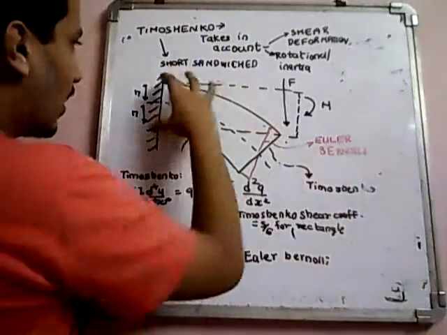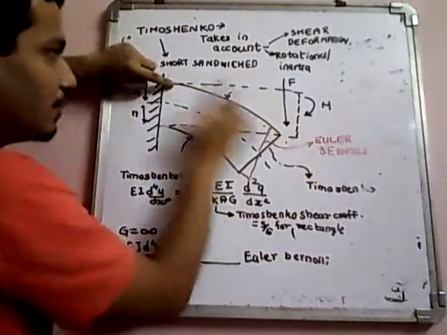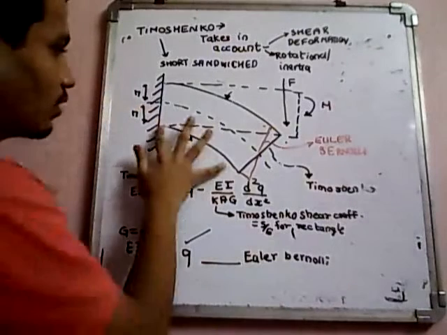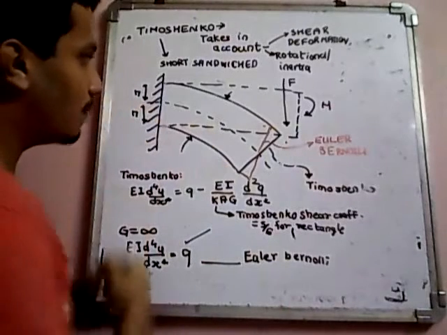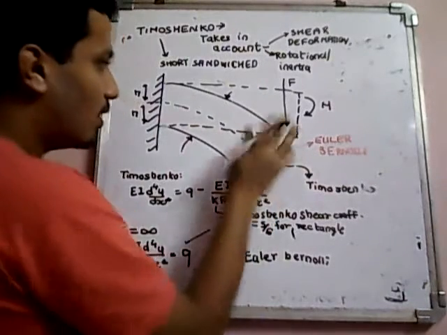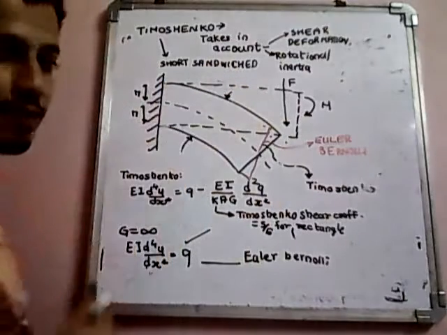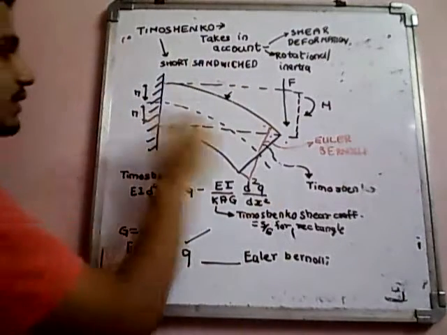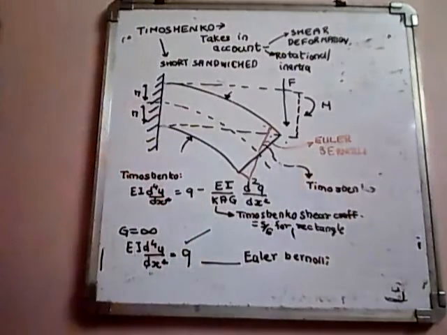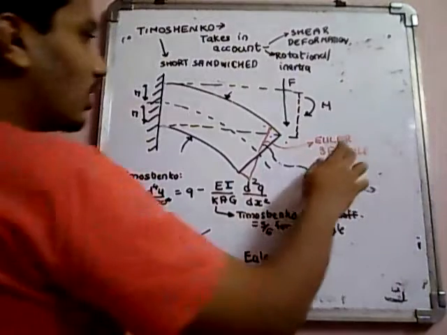So basically, the upper fiber will be under tensile stress and will become elongated, while the lower fiber will be under compressive stress. Now, the angle would be somewhat like this. There will be a difference in the length of the upper and lower fiber. The Timoshenko theory takes into account this change in length and accordingly calculates the stresses induced or the deflection of the beam.